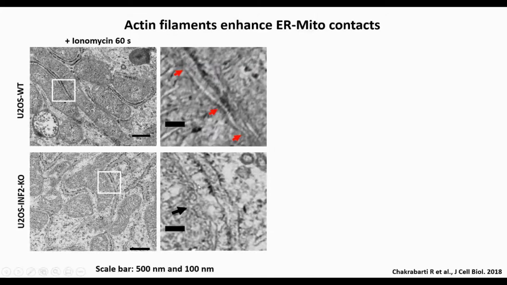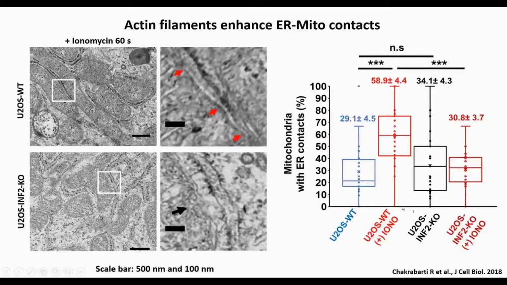But this distance here is pretty wide apart, and it's believed that distances of 10 to 30 nanometers are required for efficient transfer of materials from ER to mitochondria. And these distances are well over 100 nanometers. So we quantified this and found that on ionomycin treatment in the wild-type cells, there was about a twofold increase in the close contacts between ER and mitochondria, whereas in the knockout cells, you don't have this increase because actin filaments were not formed.